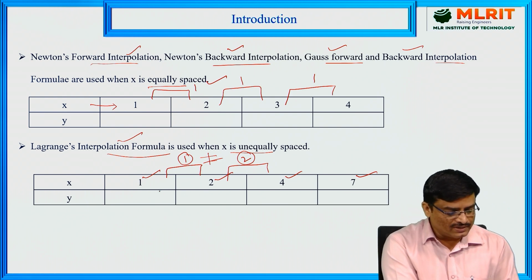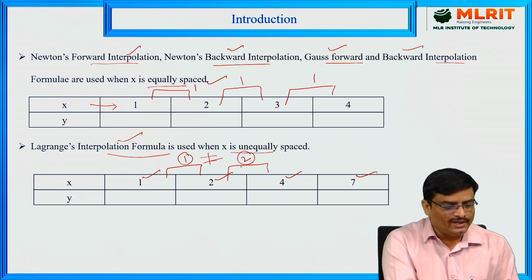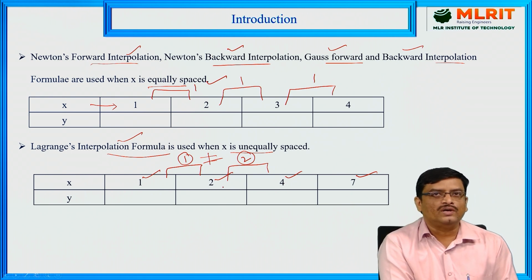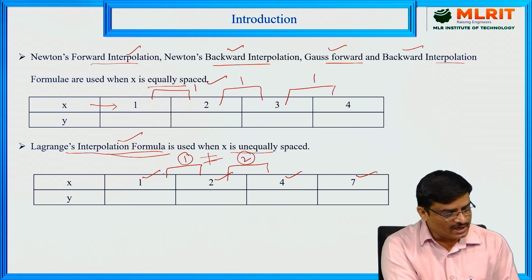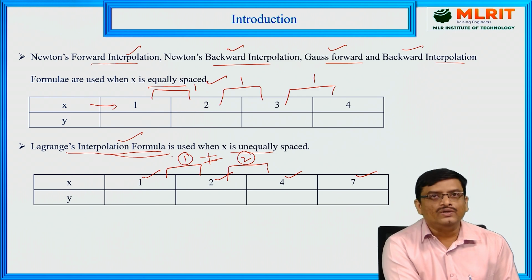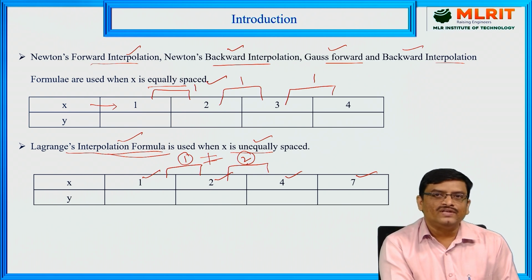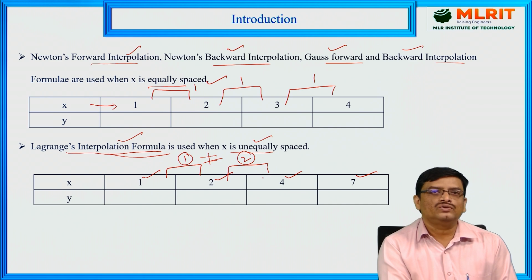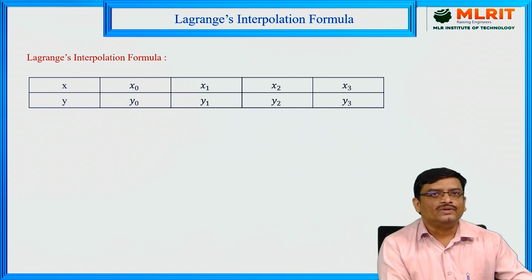So whenever the given data has unequal spacing between the values of x, then the above interpolation formulas, Newton's forward, Newton's backward, Gauss forward and Gauss backward, are not applicable. In this case, we have to take the help of Lagrange's interpolation formula. Once again, I will repeat: Lagrange's interpolation formula is used whenever the x values are unequally spaced, that means whenever there is unequal difference between the values of x. Now we will go to the Lagrange's interpolation formula.